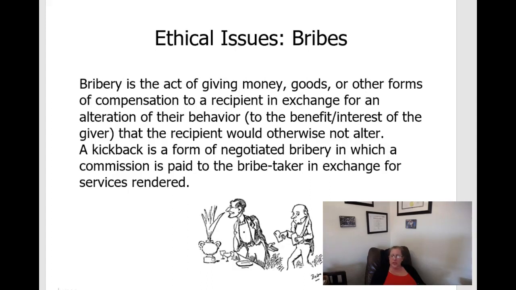So, some ethical issues to discuss. The first one is bribes. This is the act of giving money, goods, or other forms of compensation to a recipient in exchange for an alteration of their behavior that the recipient would otherwise not offer. A kickback is a form of negotiated bribery in which a commission is paid to the bribe taker in exchange for services rendered.